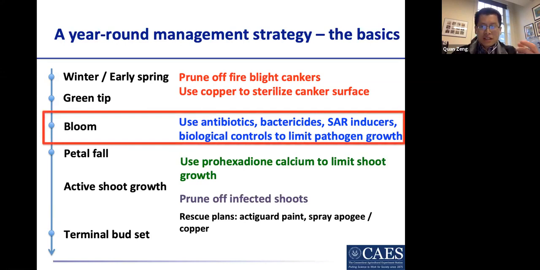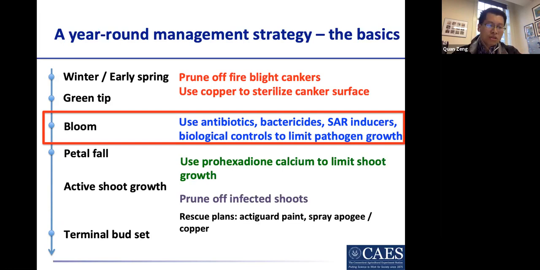And in this project, we are mostly focusing on blossom blight management, which is to see whether there are products other than antibiotics that can be useful to control blossom blight.